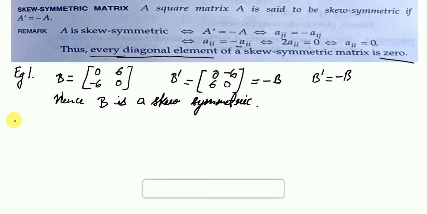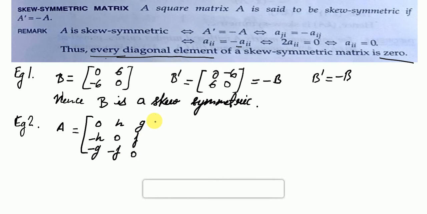And second example is example 2, and A is equal to 0, h, g and minus h, 0, minus g and minus f, plus f, 0. So A dash, and after transpose this row changes into a column, we get 0, H, G.